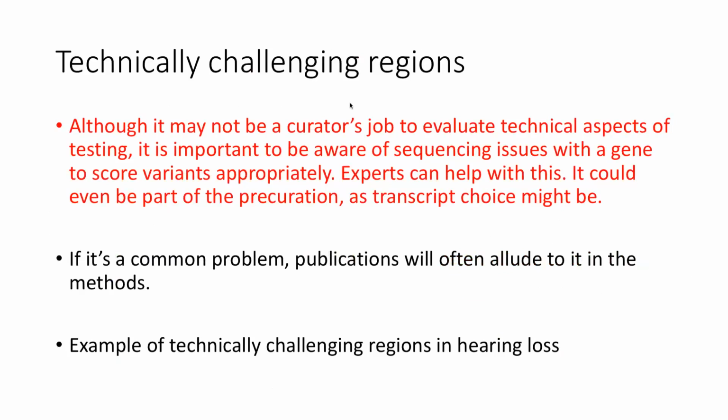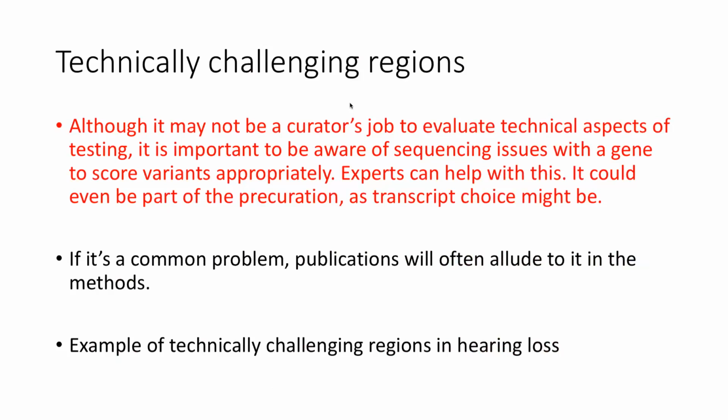And this could even be part of the pre-curation. We did this for a few hearing loss genes. Just like choosing a transcript could be part of a pre-curation for gene curation. If it's a common problem, very well known, publications might allude to it. One of the gene curations we had for hearing loss, they actually alluded to the pseudogene issue, or actually it was an issue in the reference sequence in the genome build that it was inverted incorrectly. So we had to look and make sure that all variants that were present in the sequence were actually Sanger sequenced.